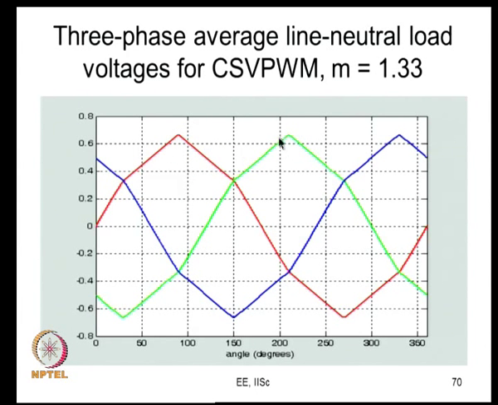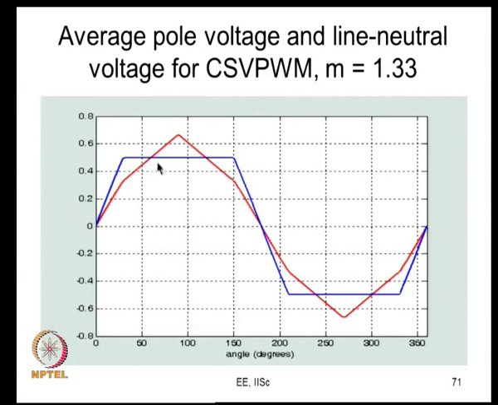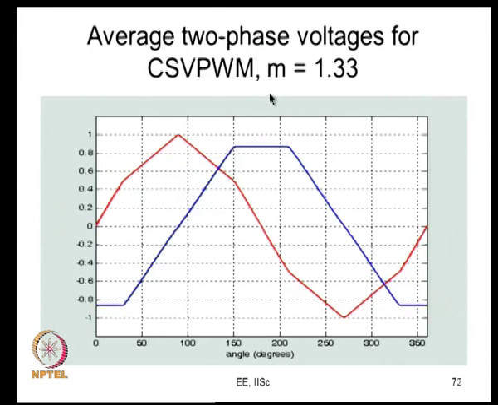This is V alpha average and V beta average, the two components of the average voltage vector in the stationary reference frame, at m equal to 1.33. So, this is VR average and this is VRN average, to emphasize the point. Very similar to what it was at m equal to 2 with sine triangle PWM.